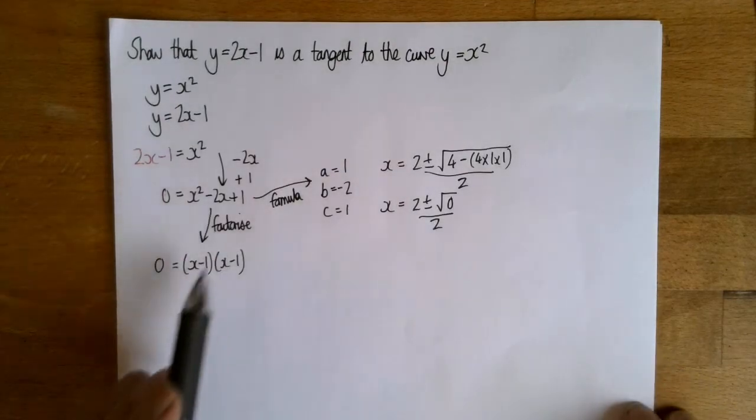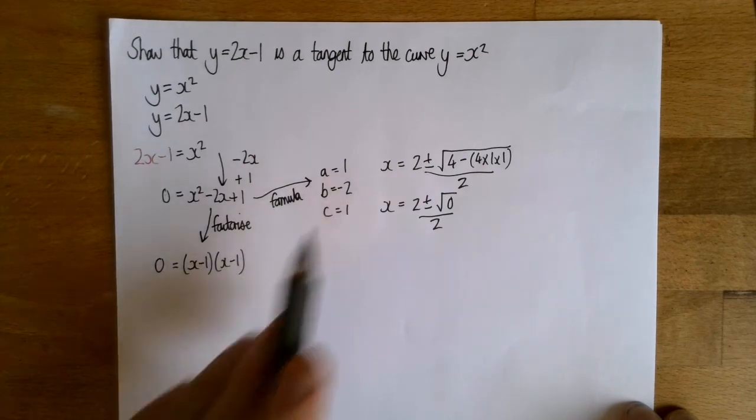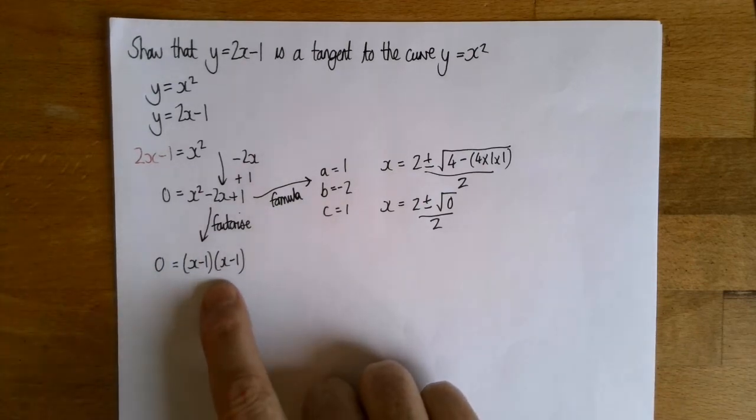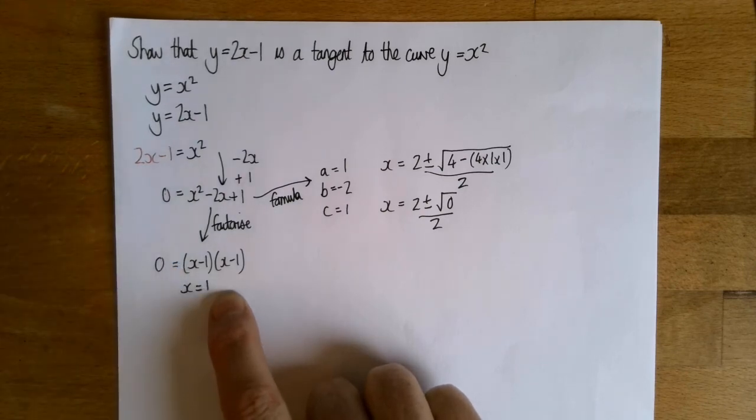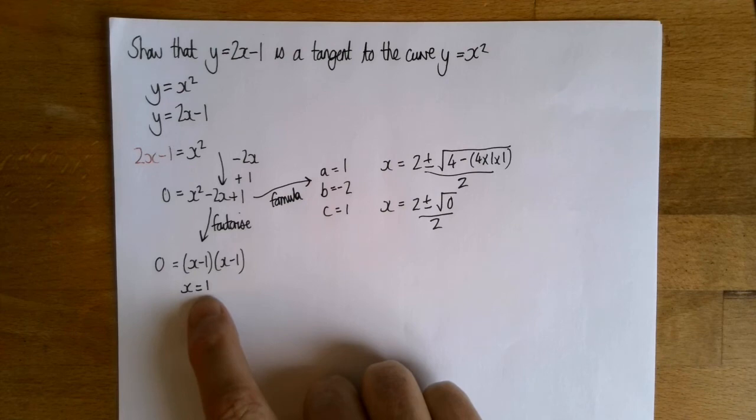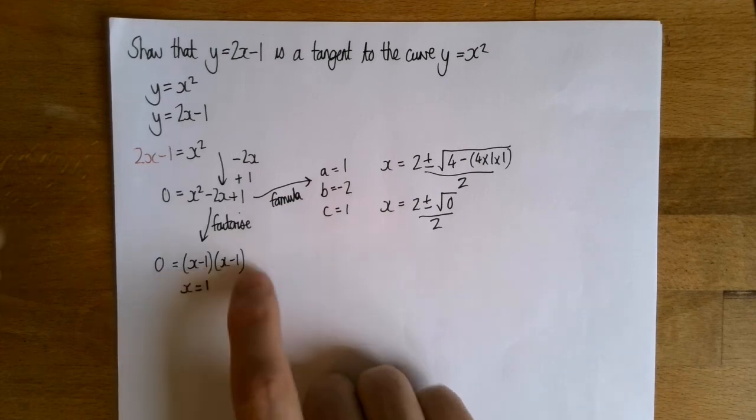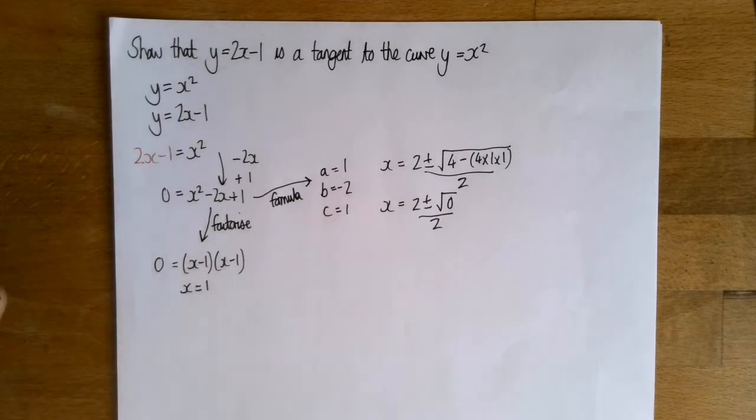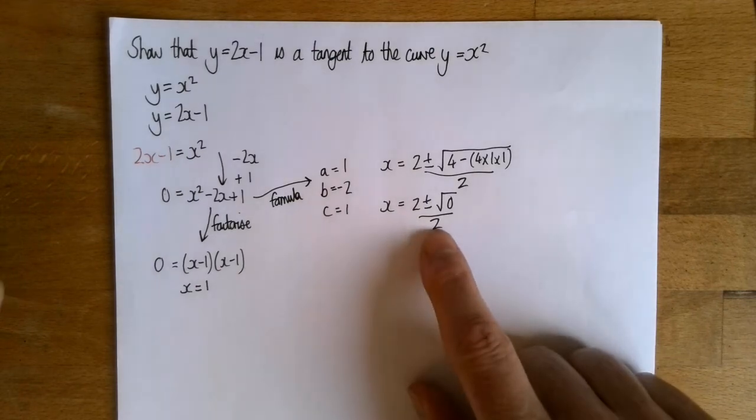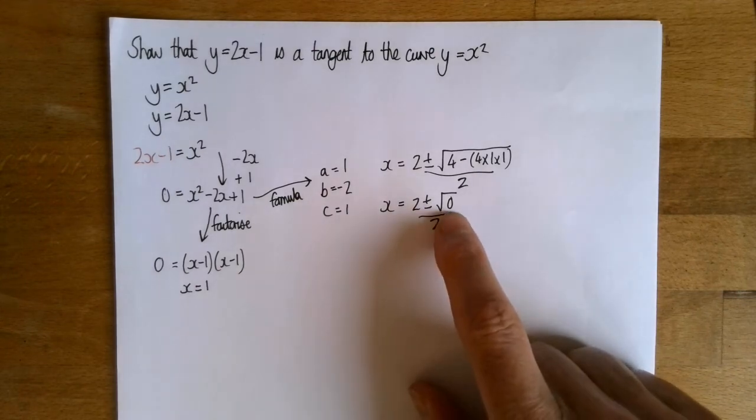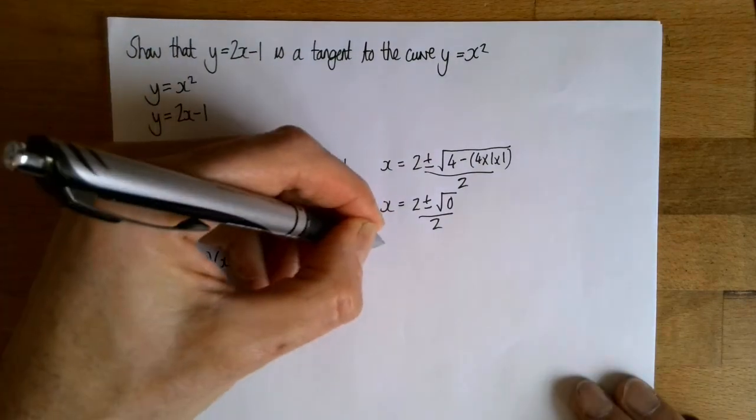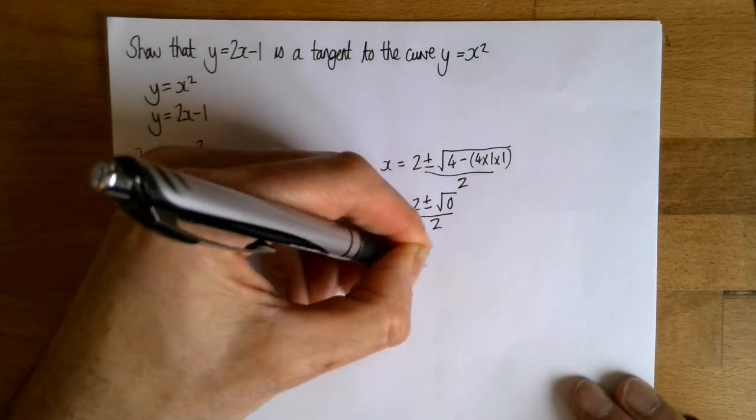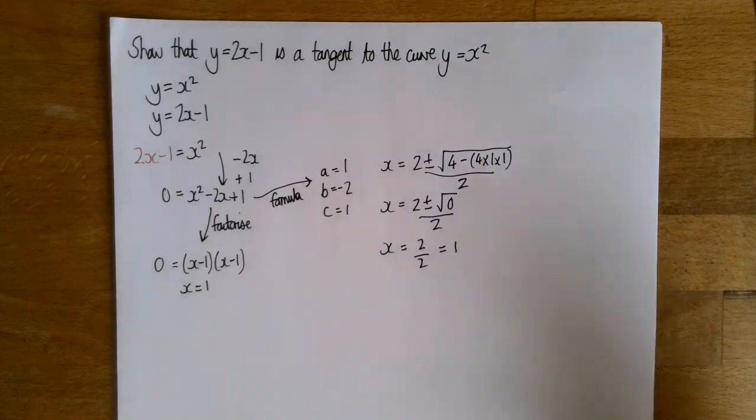Okay, so I don't know which way you went, whether you factorised or used the formula. If you factorised, you should have realised you got the same answer from both brackets. I'm not going to write it twice, it's the same answer. There's only one value of x, so there's only one solution. Sometimes it's called a repeated solution. If you used the formula, you got the same thing, because the square root is equal to 0, and the square root of 0 is 0. So whether you do 2 plus 0 or 2 minus 0, you get the same answer. You get 2 divided by 2, which is 1. So there's only one solution.